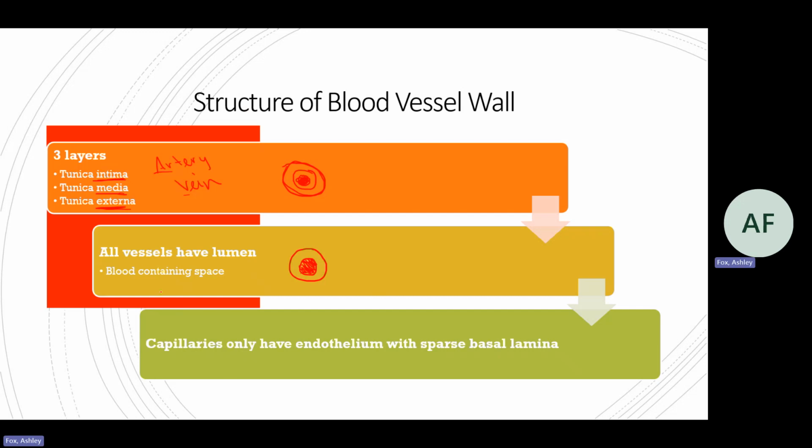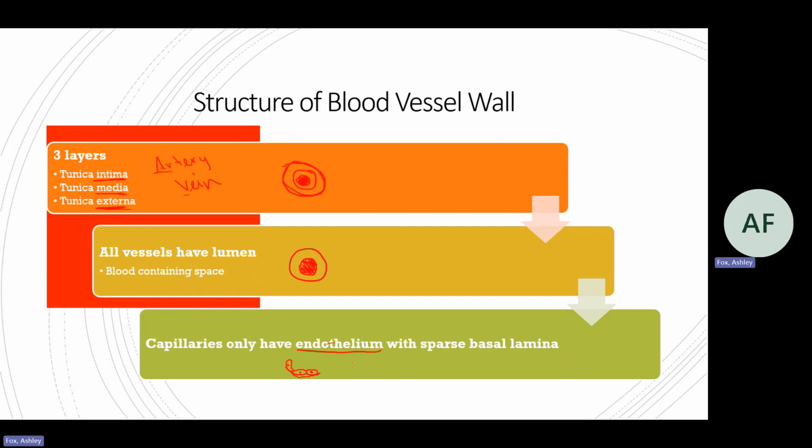Capillaries don't have these layers. They only have an endothelium. So most often this is going to be a simple squamous endothelium layer, so a very thin layer, and has a little bit of basal lamina where these can stick to. Why do you think that's so?